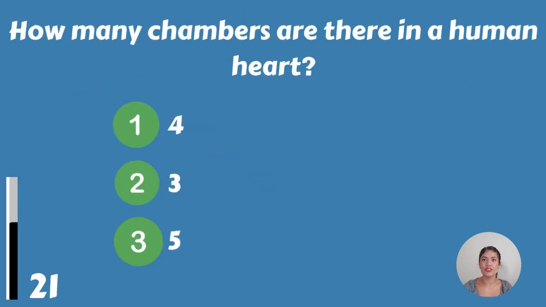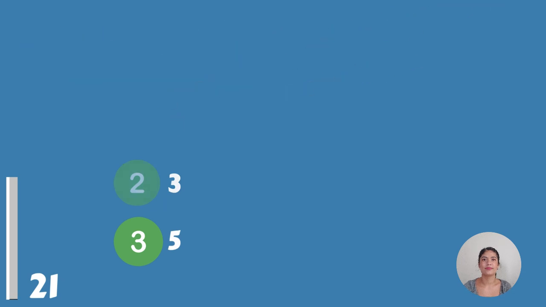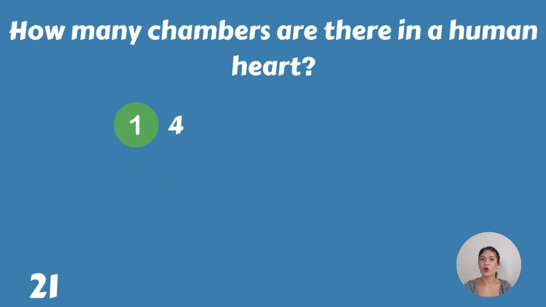How many chambers are there in a human heart? 4, 3, 5. 4.